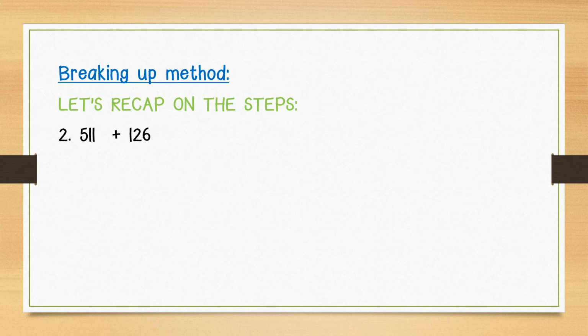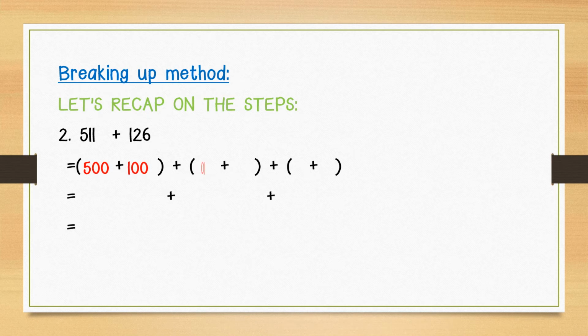So let's do another example. 511 plus 126. We are going to use the same 3 steps. Remember, we have to break the numbers up into hundreds, tens, and units from both sides of the digits, from 511 and from 126. So let's break up the numbers. So it will be 500 plus 100 plus 10 plus 20 plus 1 plus 6. So there, our first step is already done.